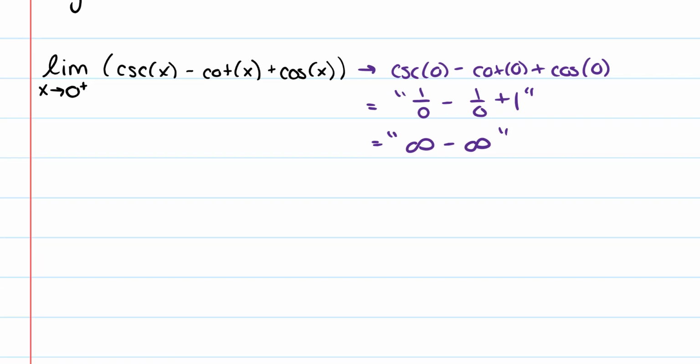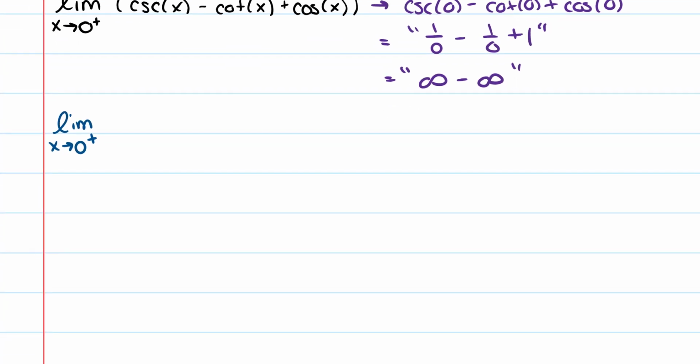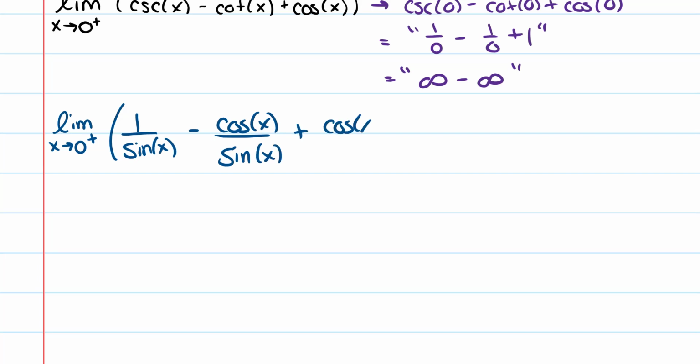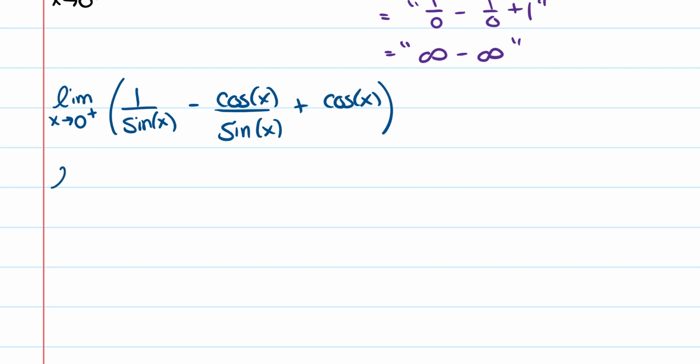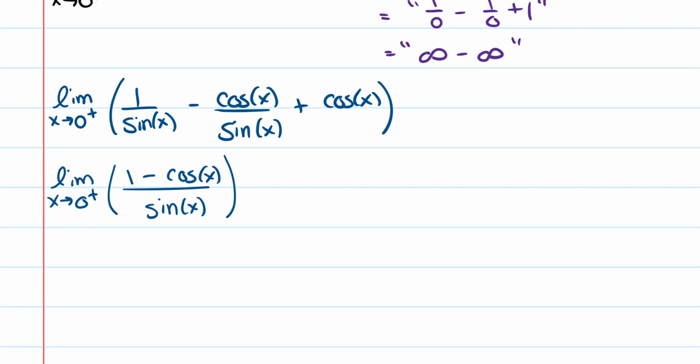By rewriting this, we get the limit as x approaches 0 from the right. Cosecant and cotangent are hard to work with, so I'm going to write it in terms of sine and cosine. This is 1 over sine x minus cosine of x over sine of x plus cosine of x. So this is the limit as x approaches 0 from the right of 1 minus cosine of x over sine of x. I'm actually going to write this as two limits, plus the limit as x approaches 0 from the right of cosine of x. The reason I did that is there's no problem with cosine of x. It's just going to be 1.